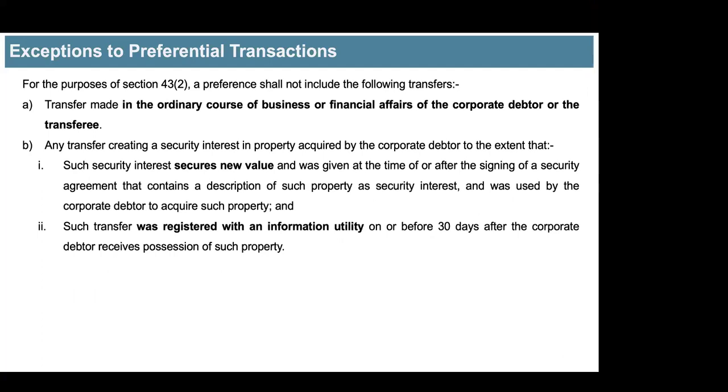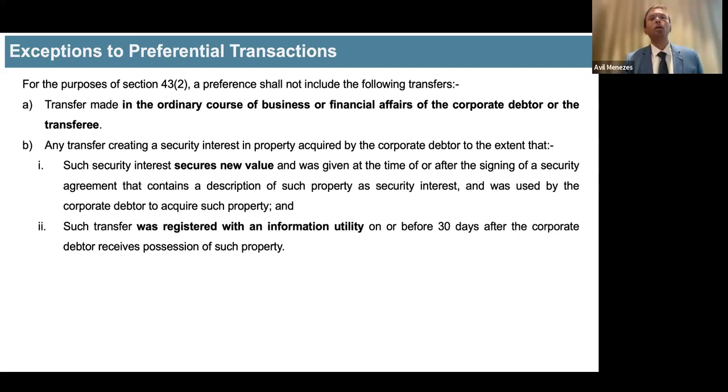What is the exception to this in Section 43? It says that the transfer should not be in the ordinary course of business of the corporate debtor or the transferee. Even here the banks said this is the ordinary course of business, we do this day in and day out. But the Supreme Court said that you will also have to look at the financial position of the company that is giving this security without getting any value. There are creditors in those companies too. So even without getting any value, if that company is giving you a valuable asset, that would be a preferential transaction, even though it is in your ordinary course of business.